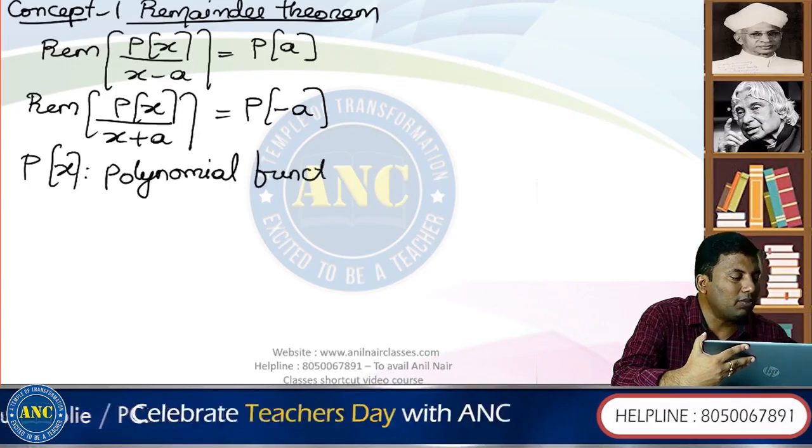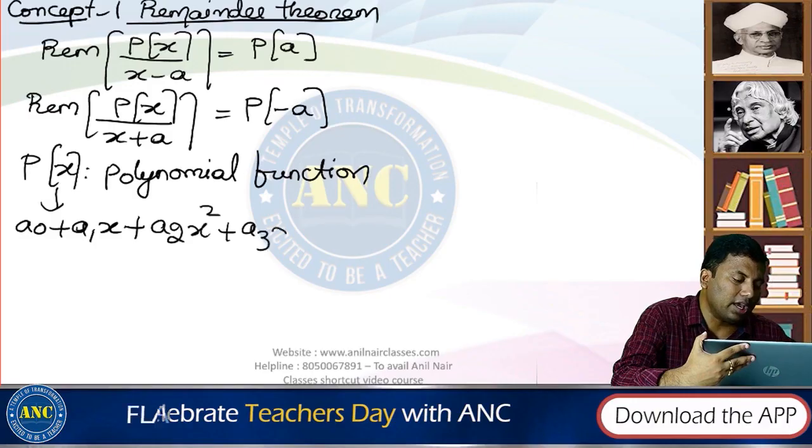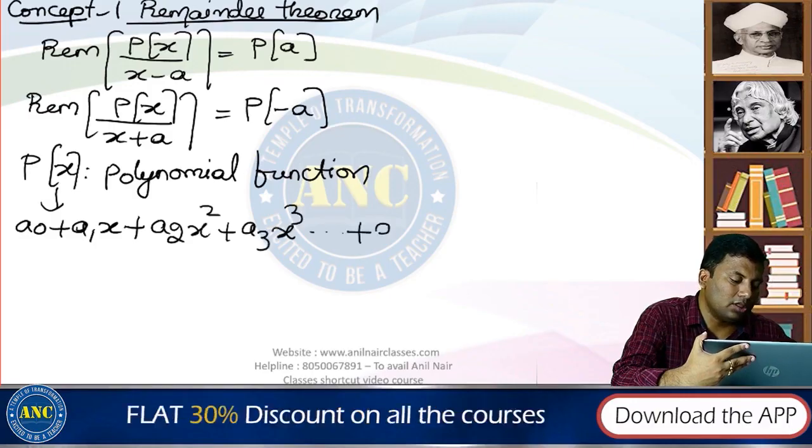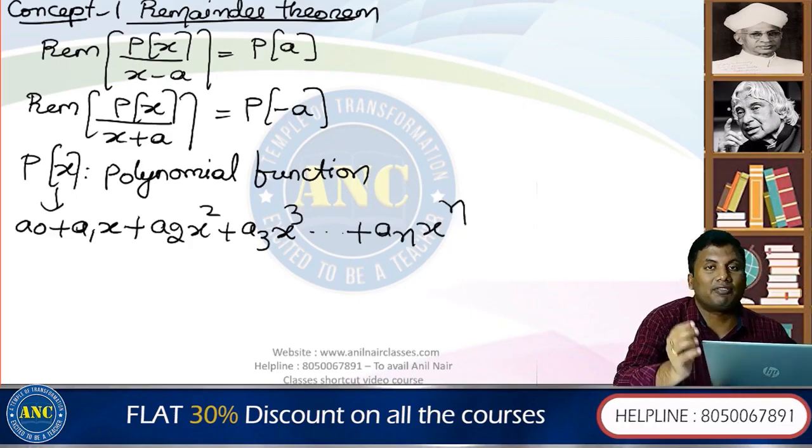A polynomial function will be of the form a0 plus a1x plus a2x square plus a3x cube and so on up to an x power n. This is the definition of a polynomial function. Polynomial function will be of this form.